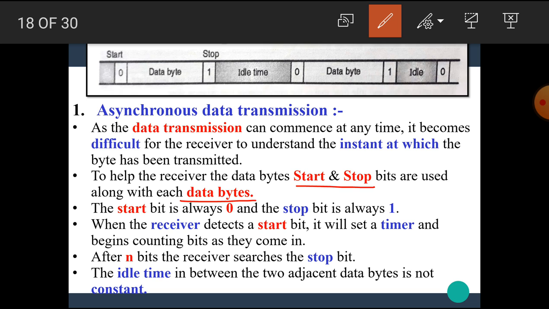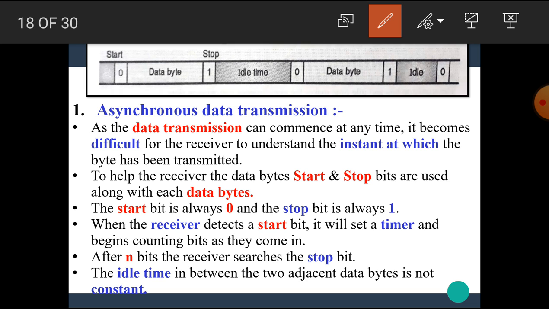Here, in transmission, the data byte is kept between the start bit and the stop bit. The start bit is always 0 and the stop bit is always 1. That means in asynchronous data transmission, we require an additional 2 bits with our data byte. These 2 bits are the start bit and the stop bit. The start bit is always 0 and the stop bit is always 1.